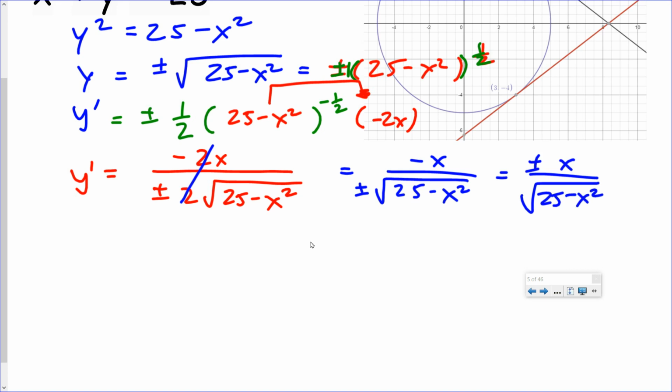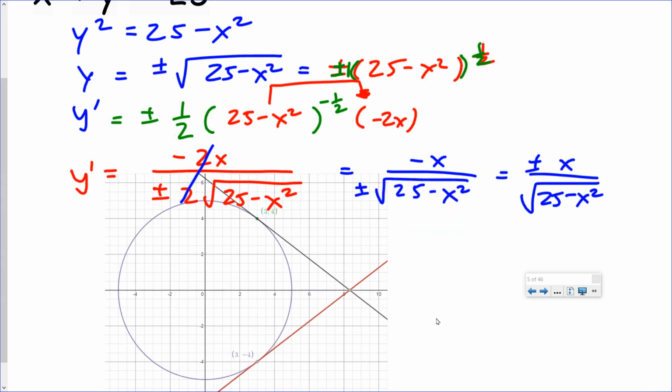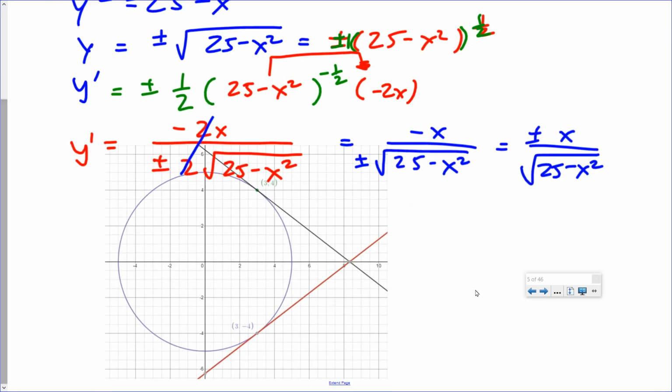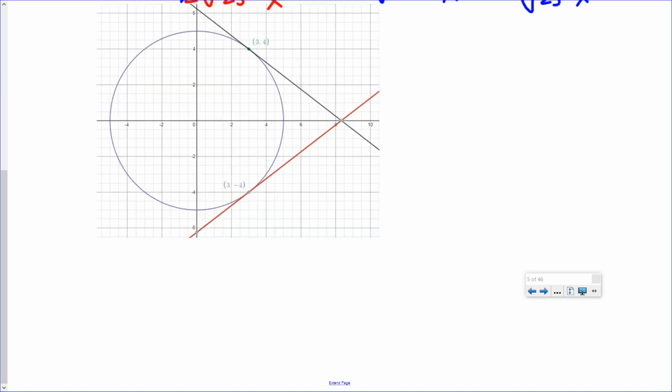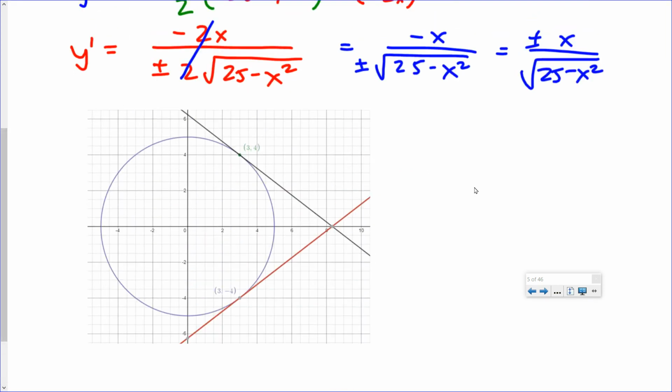All right. Why would there be 2 possible derivatives? Does it make sense that there might be 2 possible derivatives in this picture? Yeah, let's look at this picture. If you had this picture, remember this circle here is x squared plus y squared equals 25. What's the center of this circle? 0, 0. Okay. What's the radius of this circle? 5. So this would be negative 5 here. This would be 5 here.